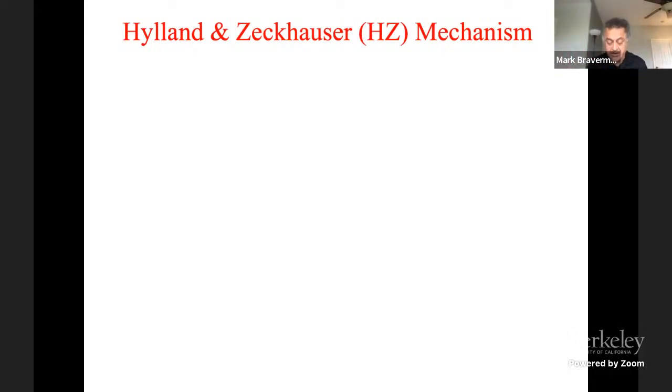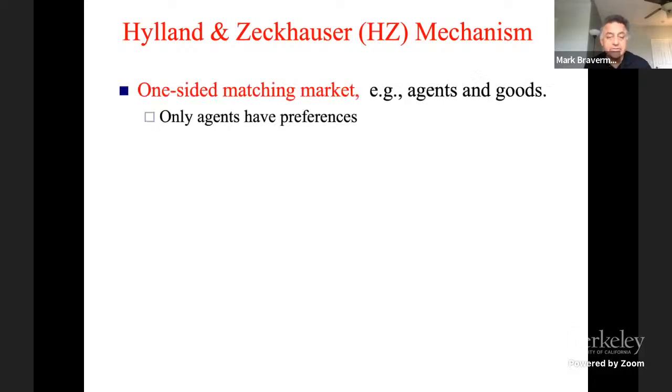But no, it's highly intractable. So here we have a one-sided matching market. For instance, agents and goods, and only the agents have preferences. Goods are dumb. They don't have any preferences over the agents.